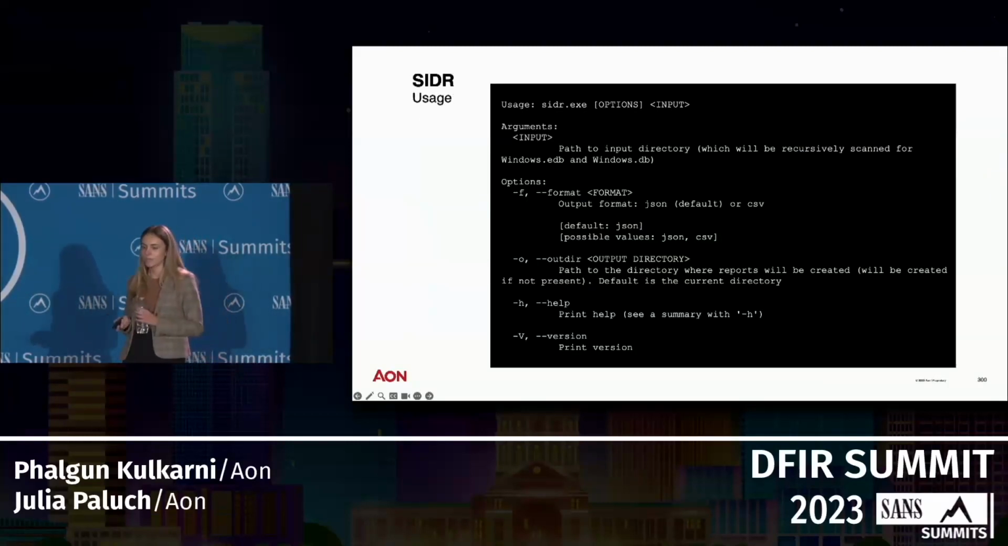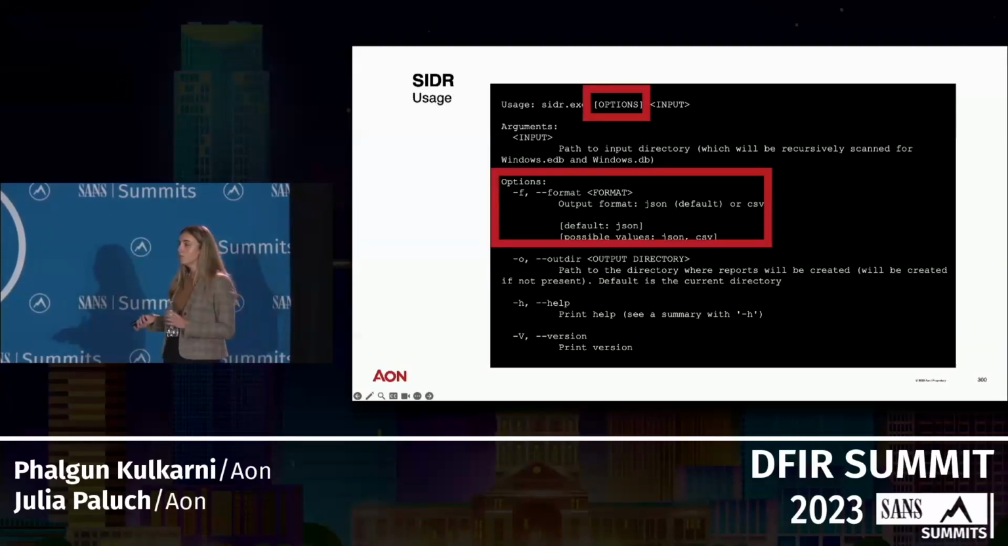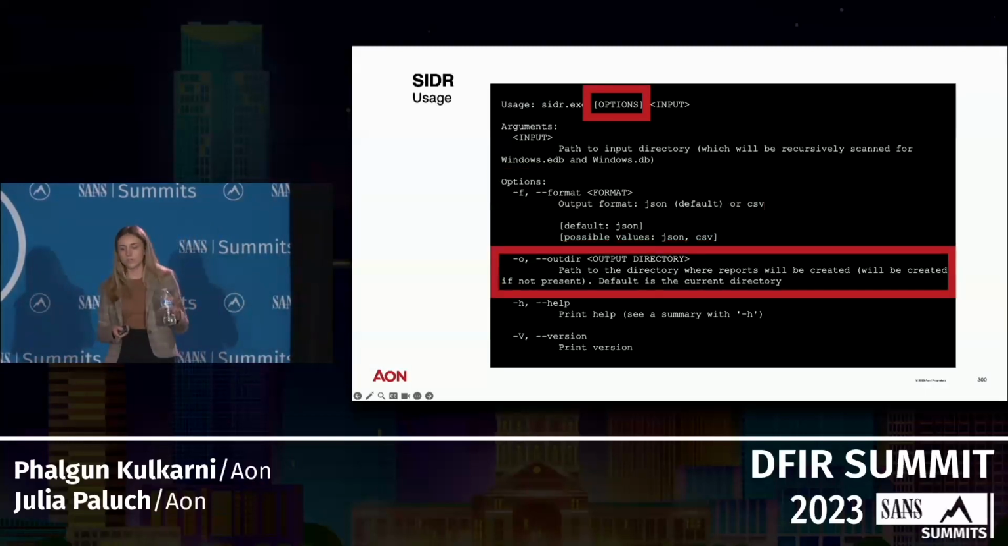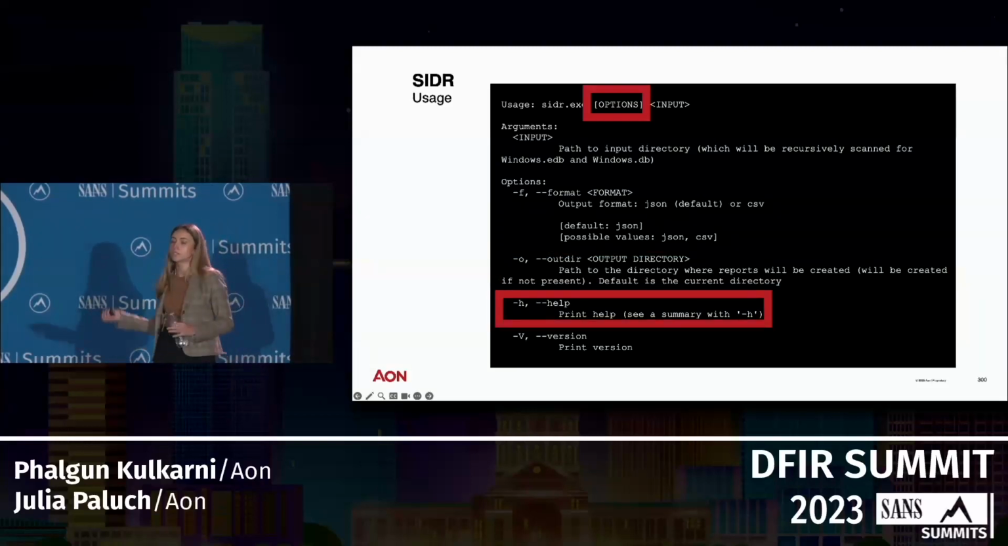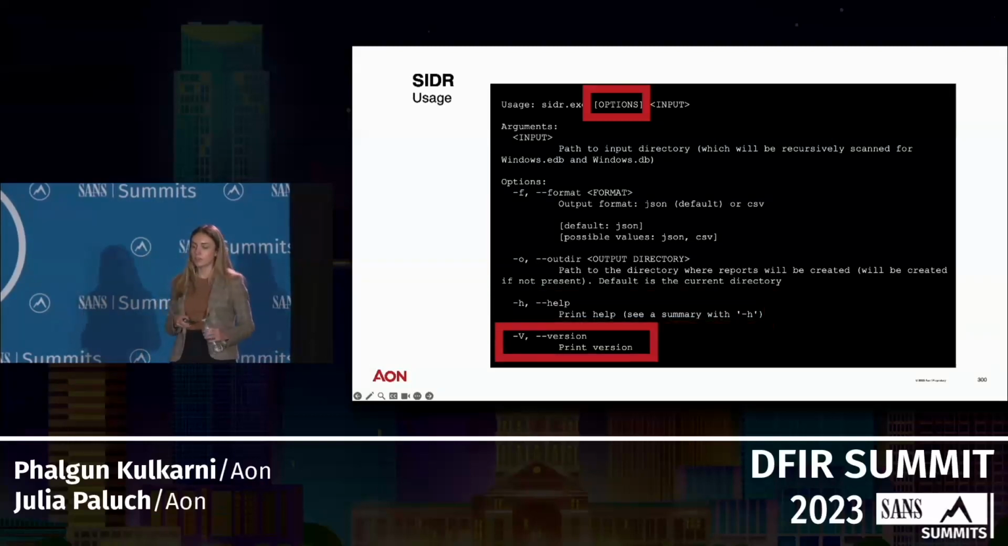All right, so how does it work? You call CIDR and you give it some options. You give it an output format. By default, it will do JSON, but you can also tell it to give you CSV output. You give it an output directory, or where you want the output to go, but by default, it will use the current working directory. You can print a help message, which will include a summary, as well as this message that you see on the screen, and you can get the version number.